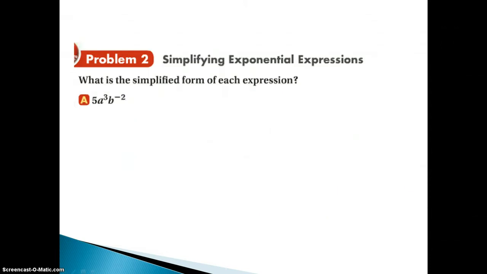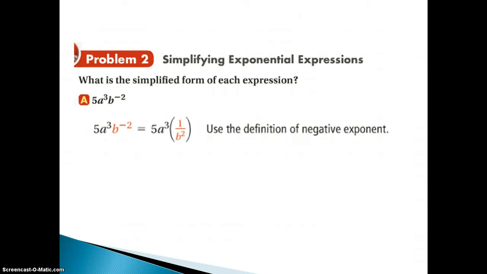All right, let's try and challenge you just a little bit here with problem number 2. So we're going to look at this expression. It says 5 multiplied by a to the third power multiplied by b to the negative second power. We want to simplify this, noticing that the b has a negative exponent that needs to be a positive exponent. So let's see if we can simplify it.